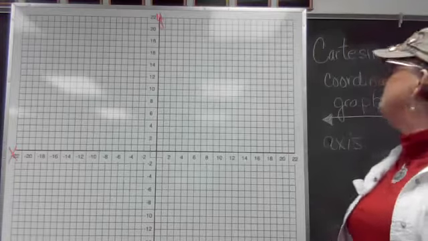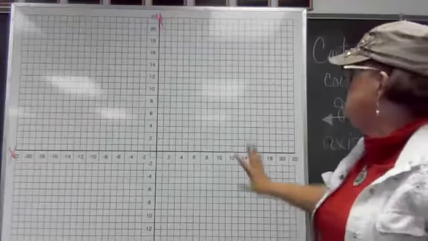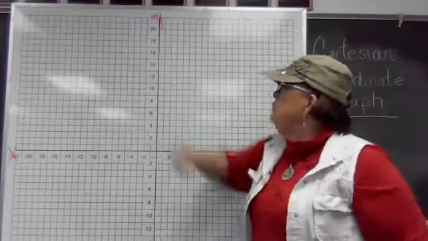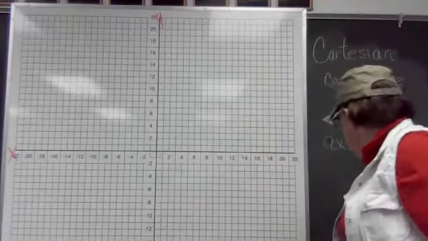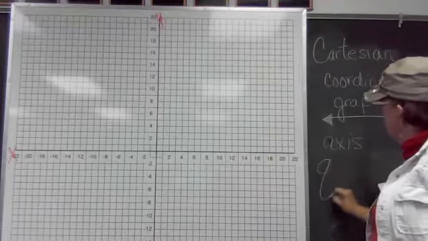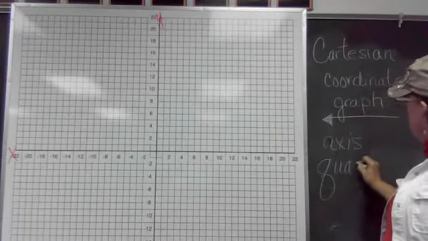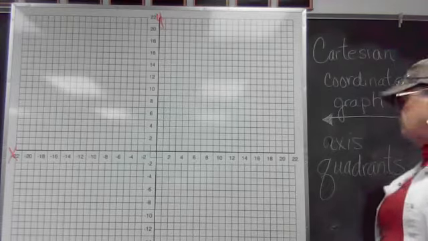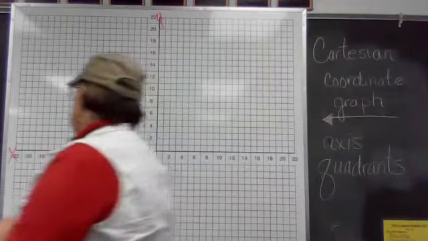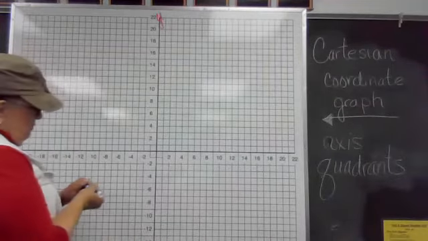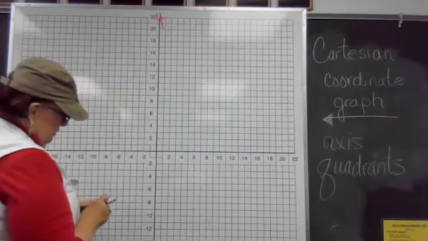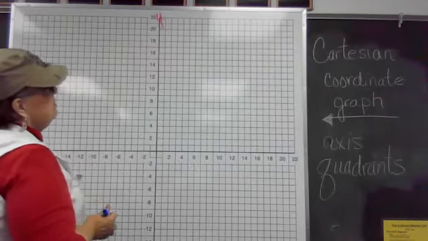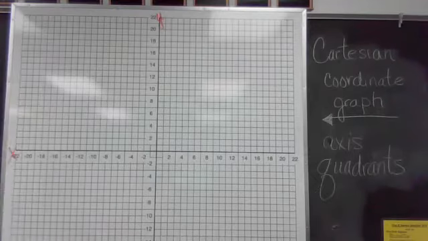4 sections. 1, 2, 3, 4 sections. These are called quadrants. Those are the 4 sections of the Cartesian coordinate graph. And they are numbered because, and I'm pretty sure on the GED test, they're going to refer to some quadrants. So you need to know which is which, okay?